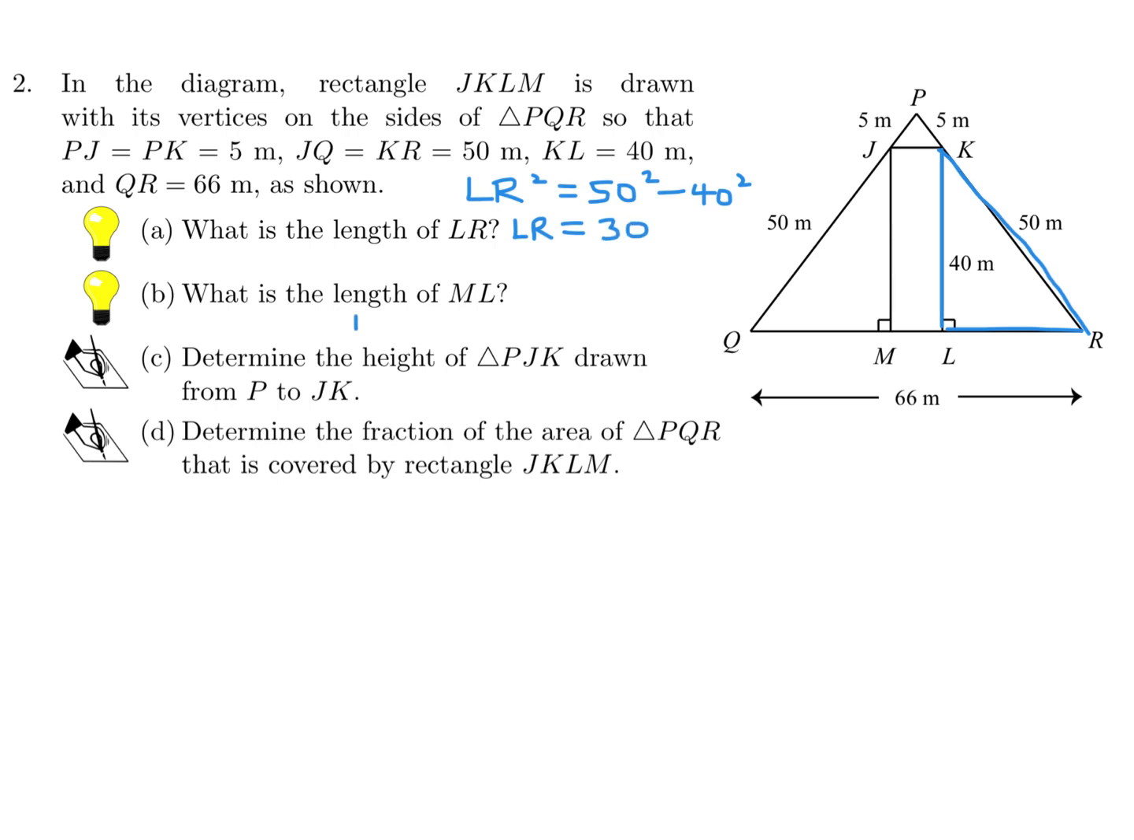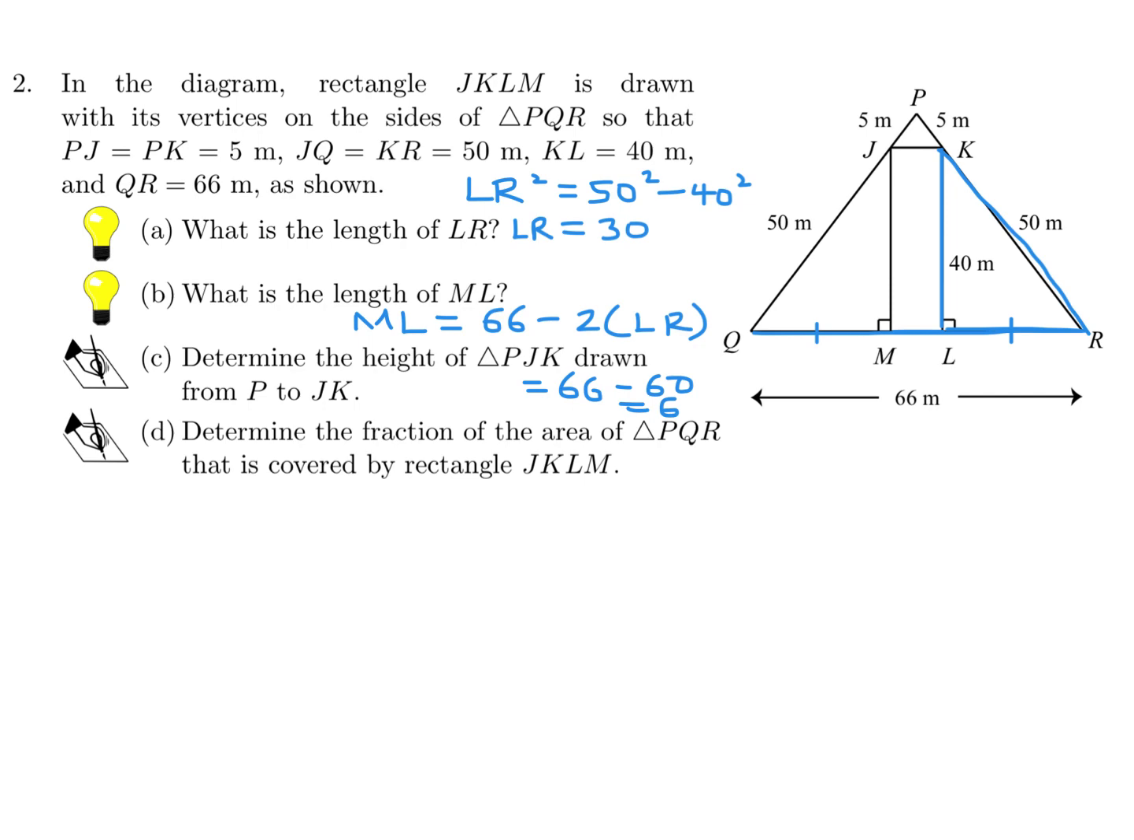Okay, well, ML, where is ML? Here's ML. It looks to me like the full distance from there to there is 66, and then minus 2 times LR, because LR is equal to QM, based on the symmetry of this diagram. So this is the same as that. So that's basically going to be 66 minus 2 times 30. So 6 is the answer.